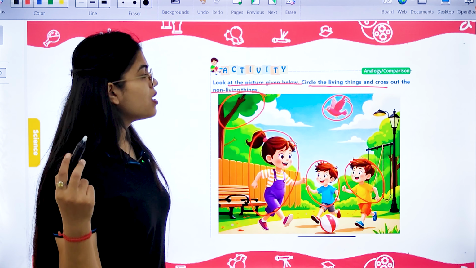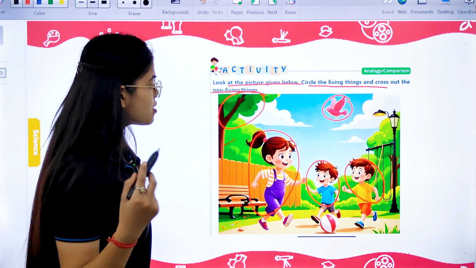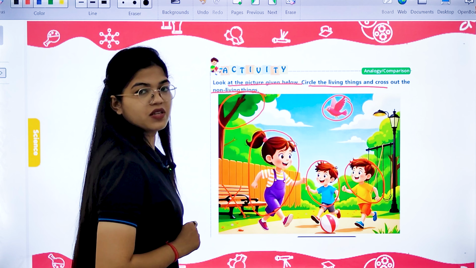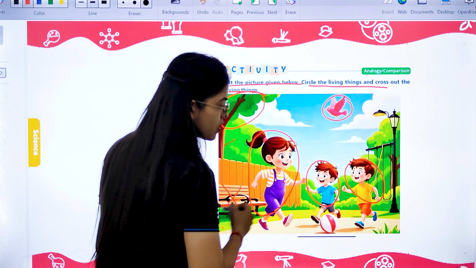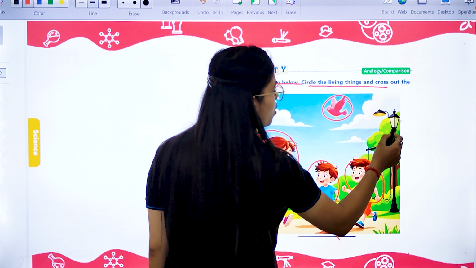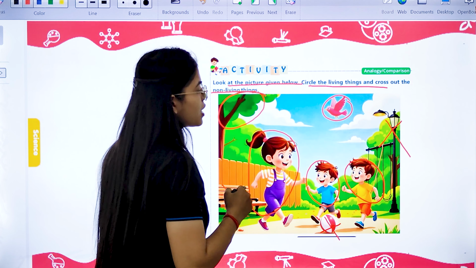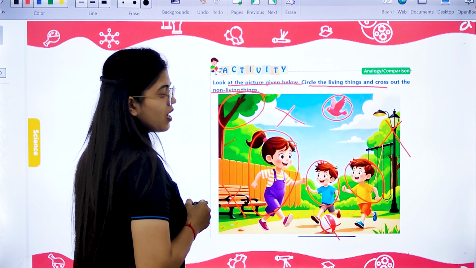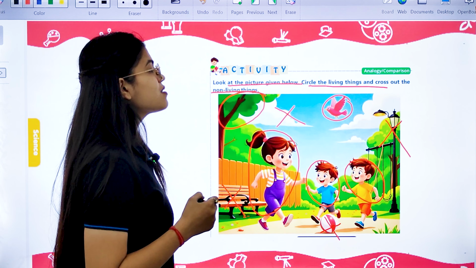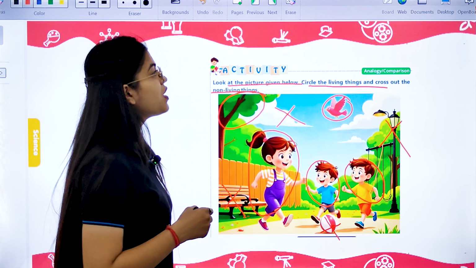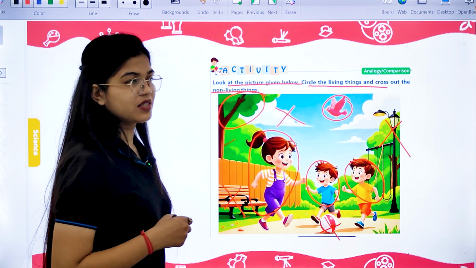But now let's talk about non-living things. So this bench which is here is a non-living thing. So we will cross it out. This ball is a non-living thing. This pole is a non-living thing. These clouds are non-living things. Okay. So like this, we have classified all the pictures or things as living or non-living.